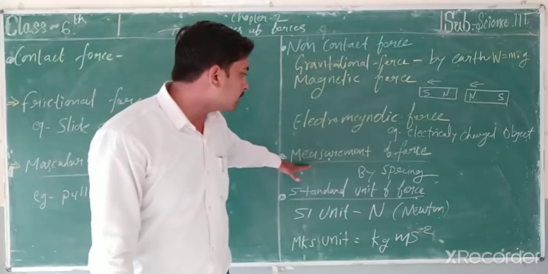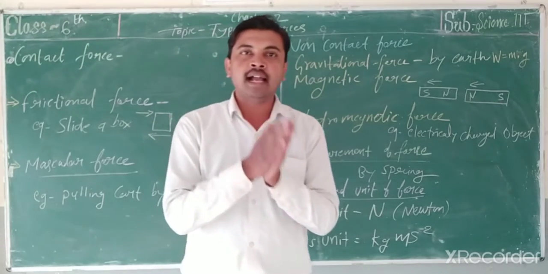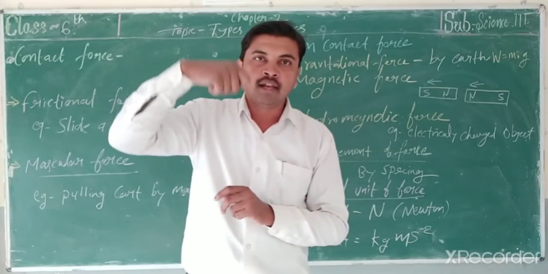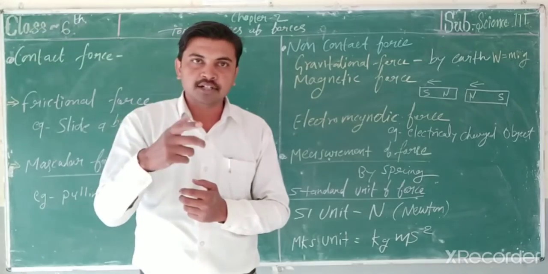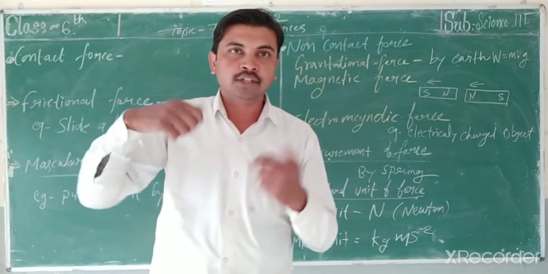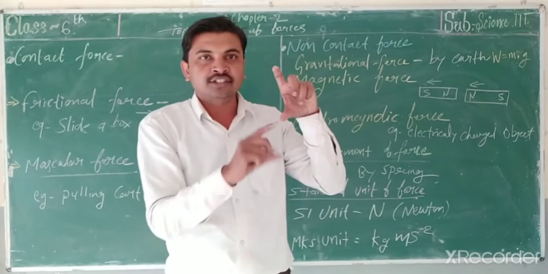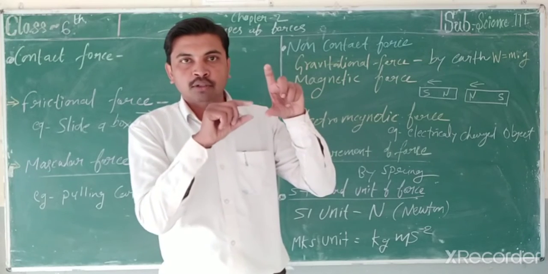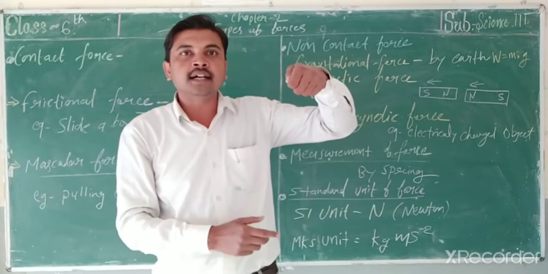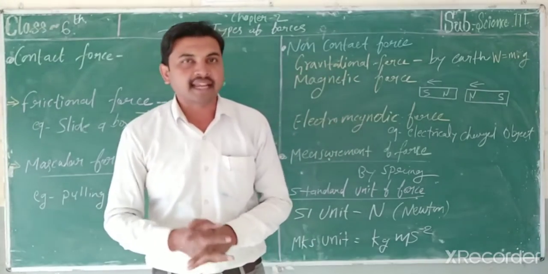The next one, measurement of force. How can we measure force? We can measure it by a simple instrument that we call a spring balance. We have also seen weighing machines up to 5 kg or 10 kg that work on the basis of a spring. First we fix the standard: how much the length increases when 1 kg weight is hung, and when 2 kg weight is hung. On the basis of this concept, we measure the weight of any object by the spring.